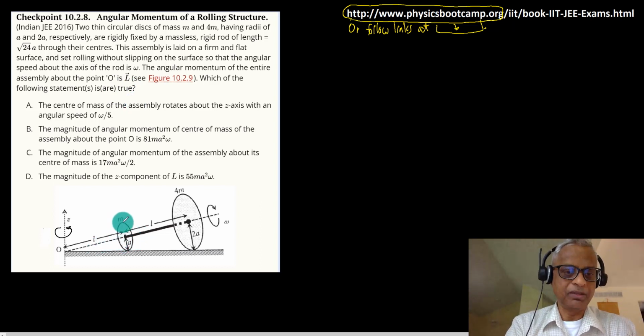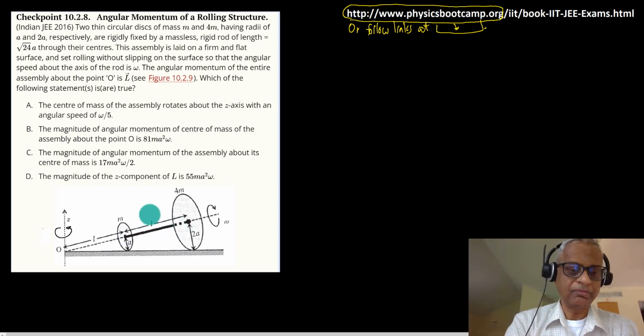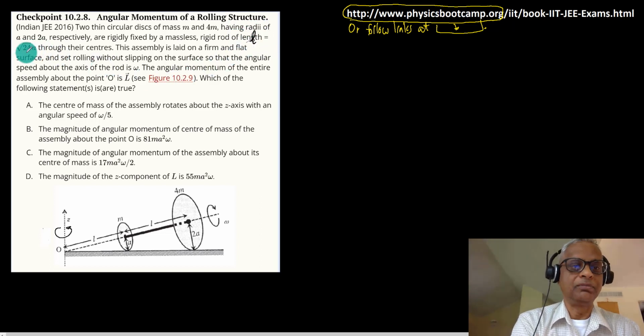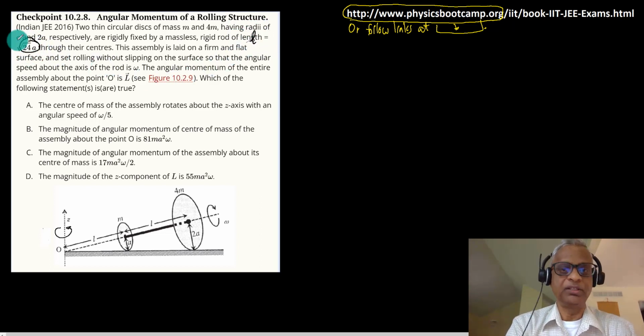We have two disks of different masses and different sizes, actually one twice as large as the other, and they're separated by a thin massless rod of length L. This L is given, and that's important actually, and there are various questions.